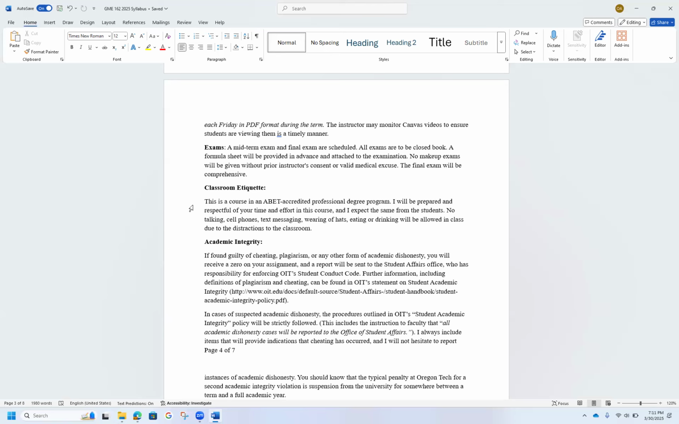Classroom etiquette: not much, because we don't have a classroom, right? I just left it in there from last time, but we'll skip that.